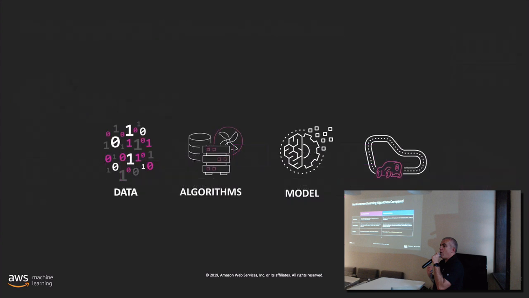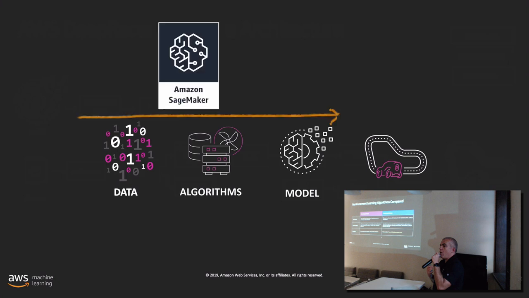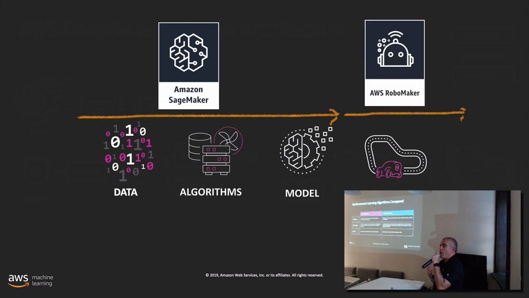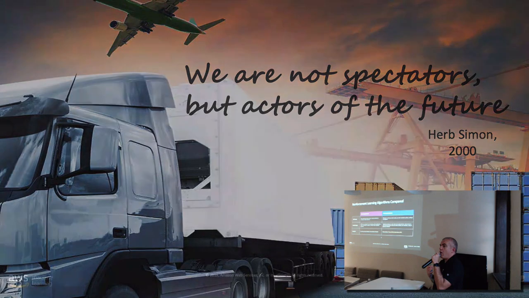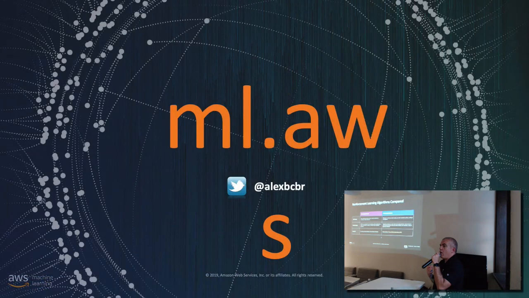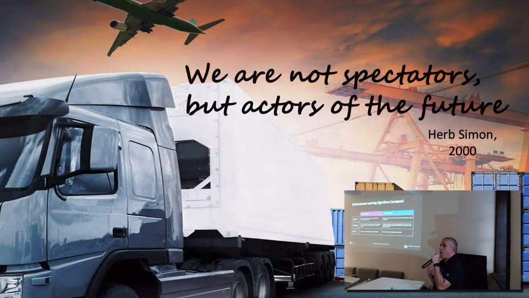Just to recap, when you think about your process, you have data, you have algorithms, you have a model, you run inferences. SageMaker is responsible for the first part, and RoboMaker is responsible for the last part. It's how you combine both technologies together. And this, for me, it's like a lot, you're not spectators, but actors for the future.